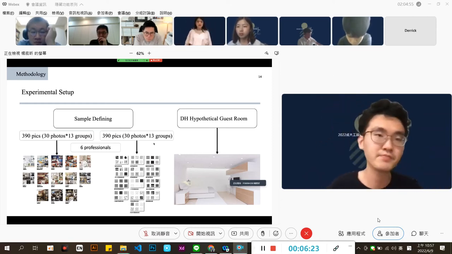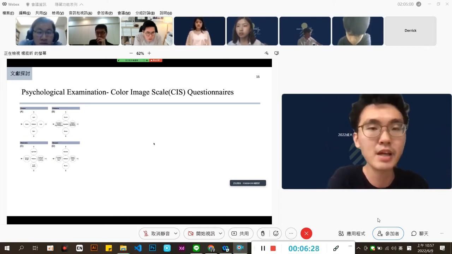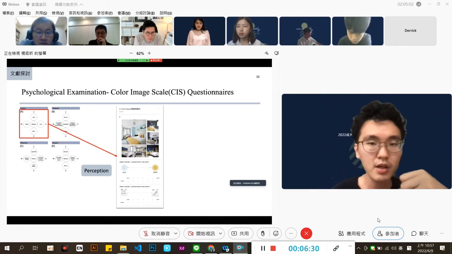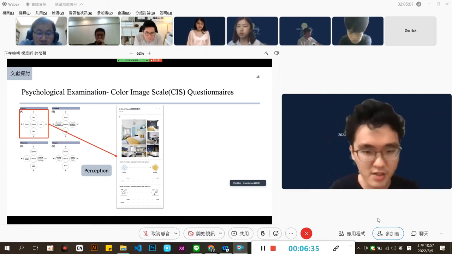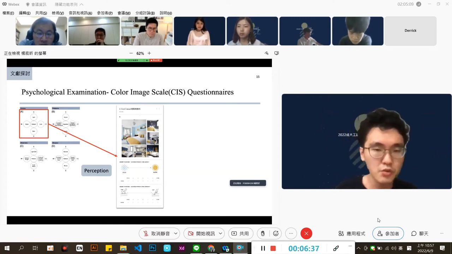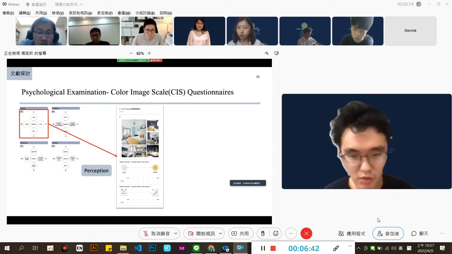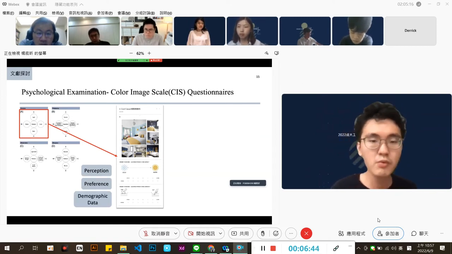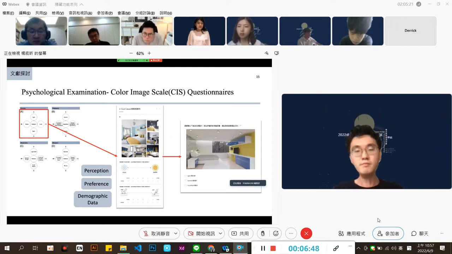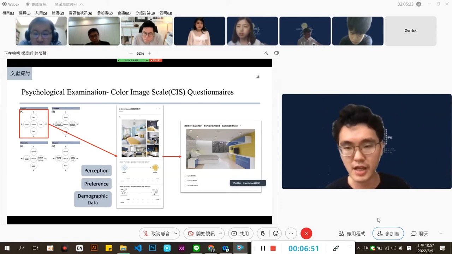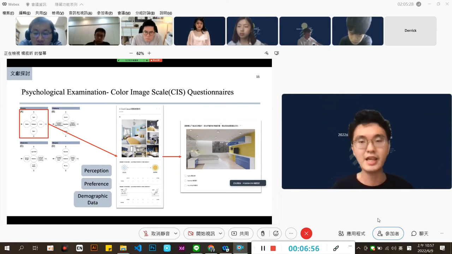As for the questionnaire part, the psychological examination of colors, we adapted a multi-step questionnaire. Firstly, we have perception about hue and tone, on a 7-point scale between cold and warm and between hard and soft. Then we ask individuals' preference and also collect demographic data. Then we choose some color combinations and apply them inside our united occasion and try to seek their lexiconic connotation with this imagery.